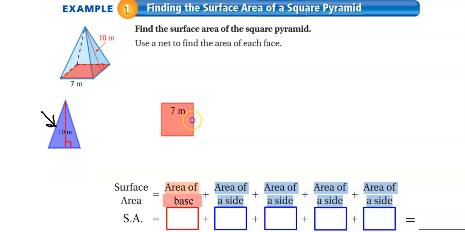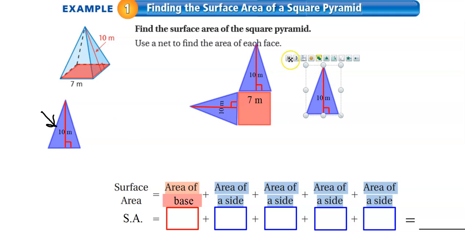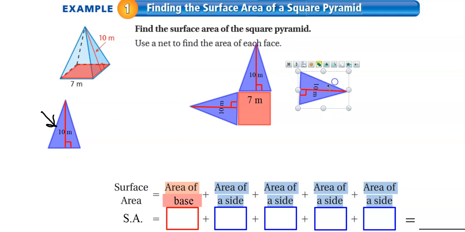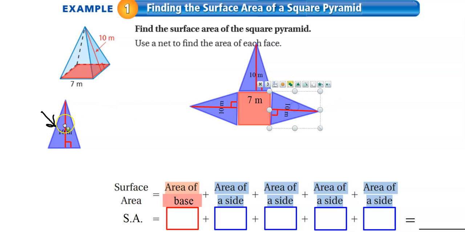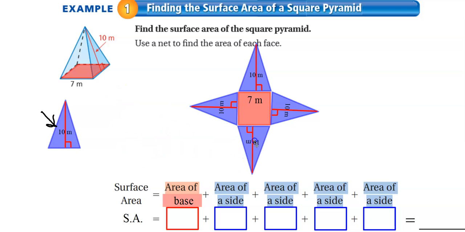Okay, so let's draw a net first, right? The easiest thing to do is draw the square. And then you're going to know that there are 4 triangles that go off the square. So you need to copy each of the triangles and you try to make it look about the same. Try to make all 4 of the triangles the same size. It doesn't have to be quite to scale, but it looks better when you try to make all 4 triangles the same size. And then I'm trying to turn these around so that they fit on here.